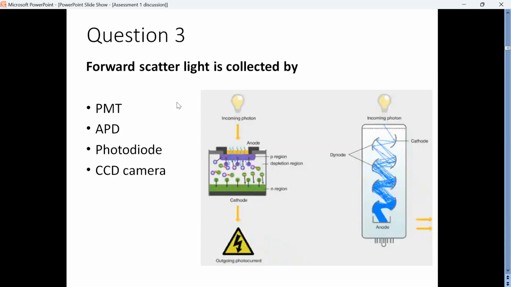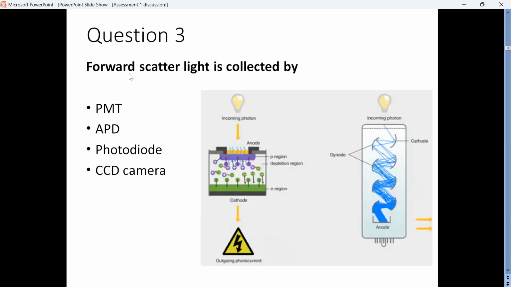So now the question here is, forward scatter light is collected by which type of detectors? We have seen that there are principally two types of detectors. One is photodiode and the other is photomultiplier tube. The third one, which is APD, avalanche photodiode, is a modification of photodiode where there will also be replication or multiplication of electrons.